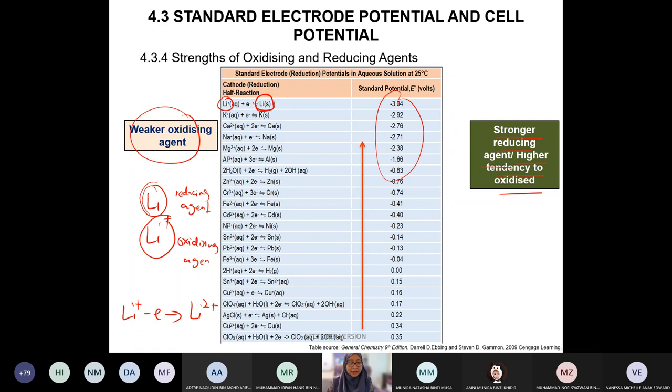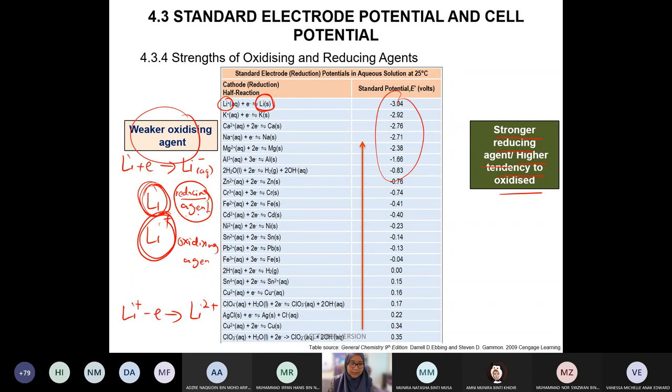So lithium plus can only undergoes reduction. Lithium on the other hand can only undergoes oxidation. Faham? So lithium tak akan tambah elektron jadi lithium minus. You pernah jumpa ke lithium minus? Mana ada. That's why nama dia reducing agent. It can only undergoes oxidation.